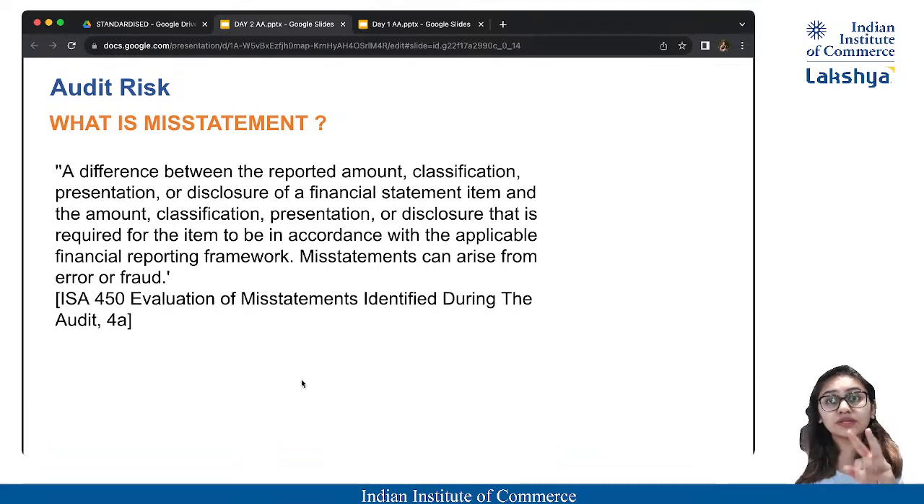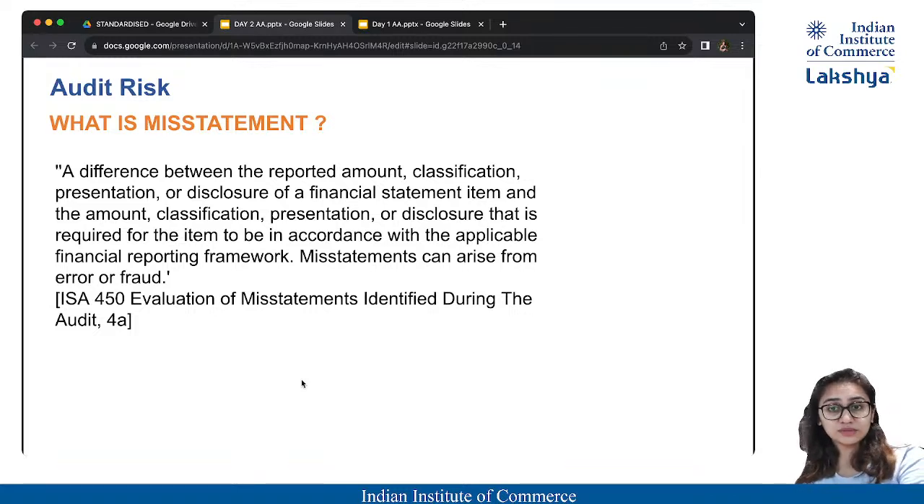So the difference between the amount that is given in the financial statements versus the amount that should have been given according to the IFRS standard. Example, according to IFRS standard, the amount needs to be 1000, but the amount that is actually there in the books of accounts is 500. So the difference between the two is 500. So that is the misstatement. So what is the misstatement? The difference between the amount that is given versus the amount that should have been given. Okay, so the difference between the two is the misstatement.